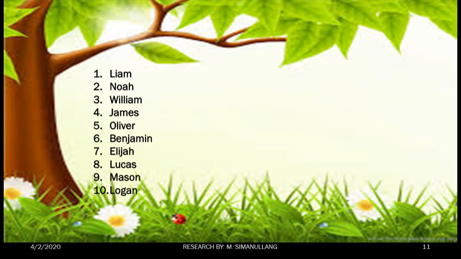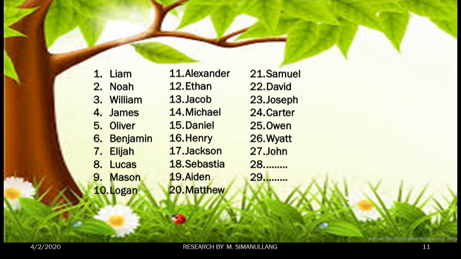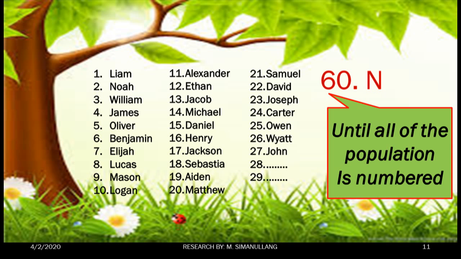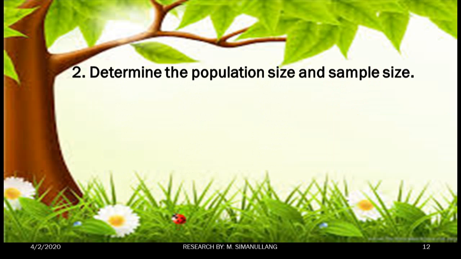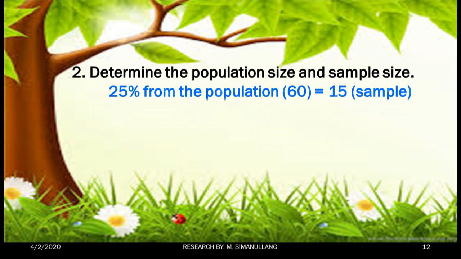the names and numbers. Okay, in this case I only make it until 29, but in reality you need to mention all of them until 60. And the next step is to determine the population size and sample size. The population size is 60 and the sample size is 25%, so it means we will have 15 students to be the sample.